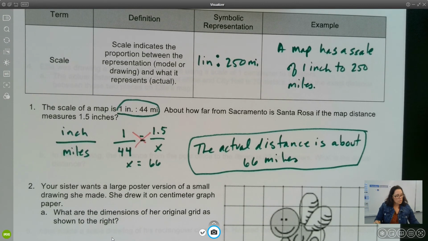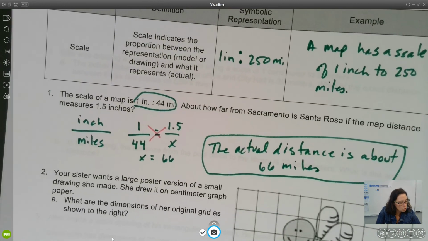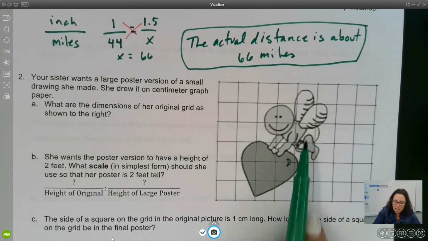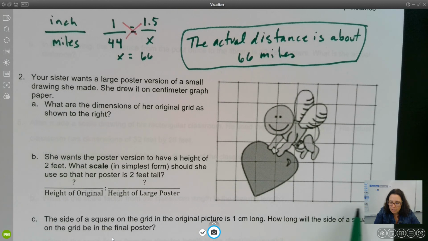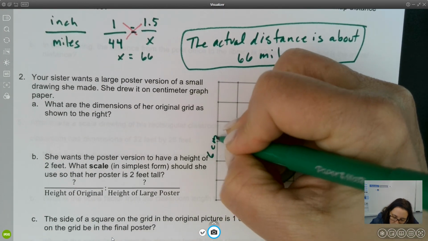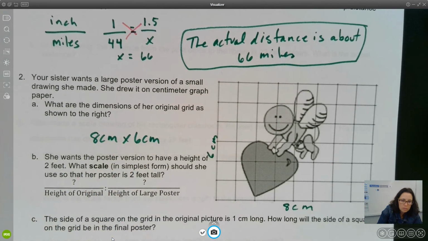All right, your sister wants a large poster version of a small drawing she made. She drew it on centimeter graph paper. What are the dimensions of her original grid as shown to the right? Okay, so you're not looking for the size of this little picture. You're looking for the size of the grid. Okay, so if these are centimeters, 1, 2, 3, 4, 5, 6, 7, 8. So this is 8 centimeters here. 1, 2, 3, 4, 5, 6, and this is 6 centimeters on that side. So I'm going to put 8 centimeters by 6 centimeters.